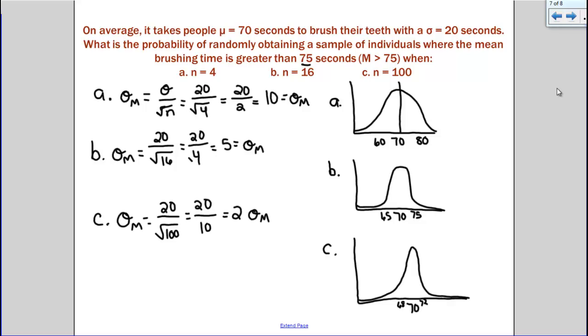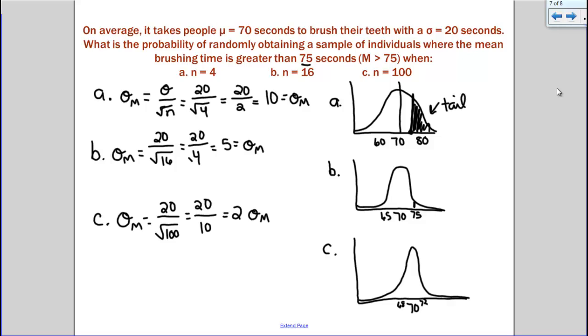So we've got our standard errors, we've got our distributions drawn out. Now we need to figure out our z-scores so that we can then go to the table and figure out our probabilities. Now before we get to that, let's go ahead and sketch where our probability would be in this example. So I'm looking at this and we're looking at greater than 75. So 75 would be about here in this distribution. Greater than 75 is a tail.